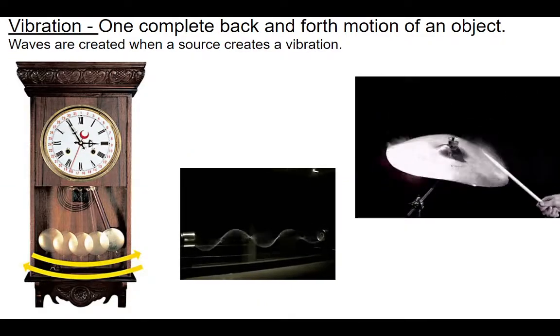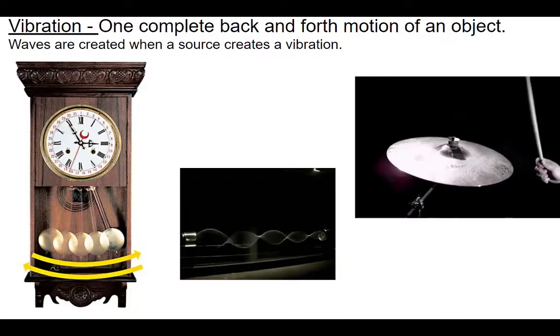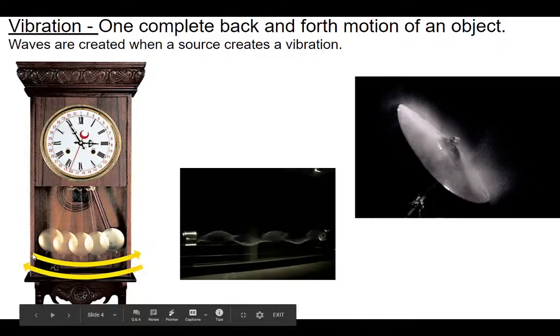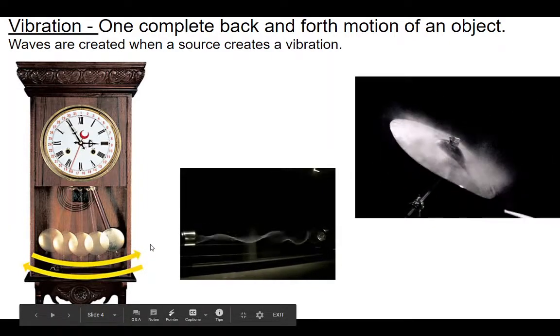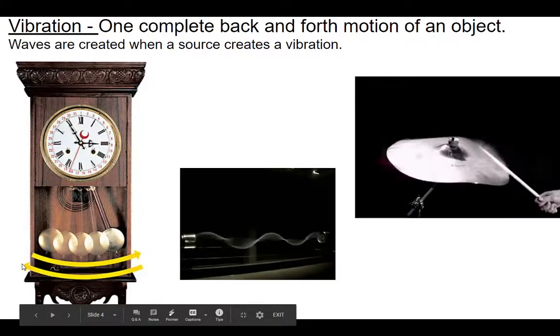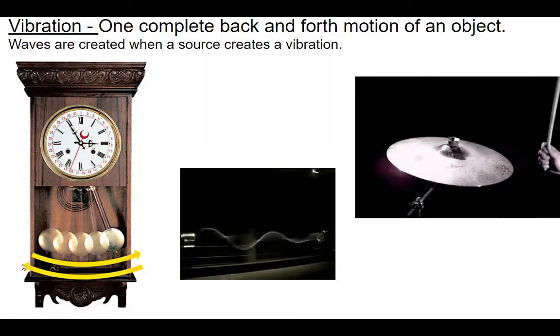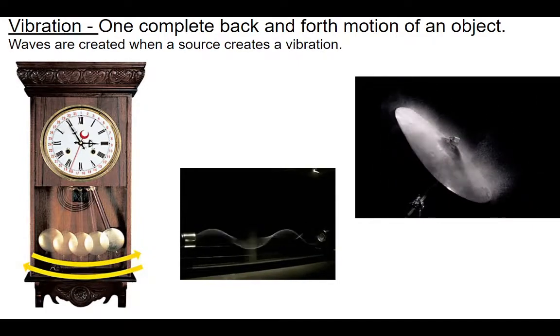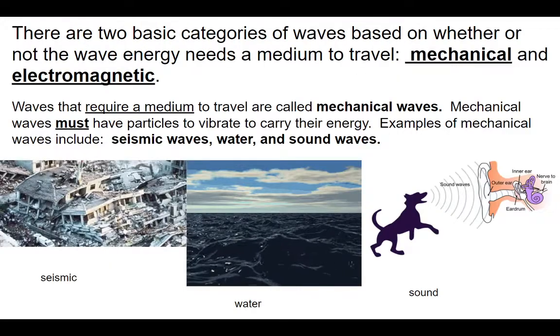So another term to review: a vibration is a complete back and forth motion of an object. So here we have the pendulum on a clock. If it goes all the way out and then back again to its starting spot, that would be one vibration. And waves that transmit their energy through media use the vibration of particles to transmit that energy.